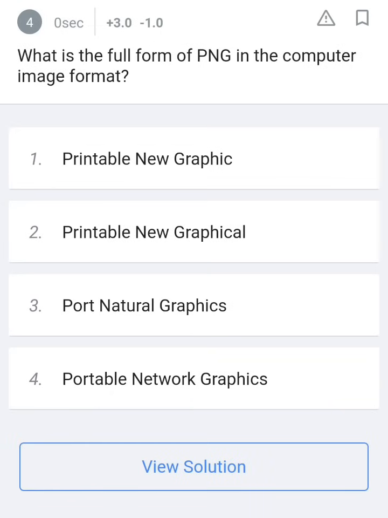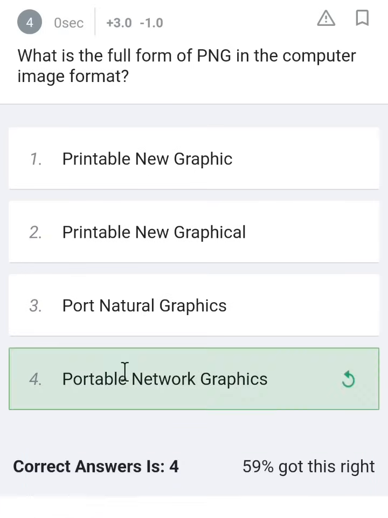Next. What is the full form of PNG in the computer image format? JPEG, PNG and so on, it stands for portable network graphics.